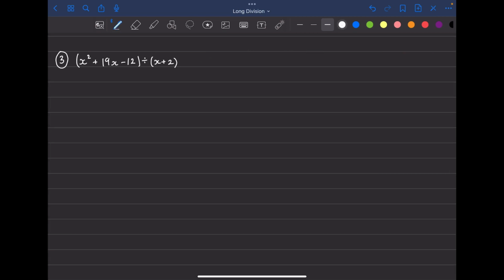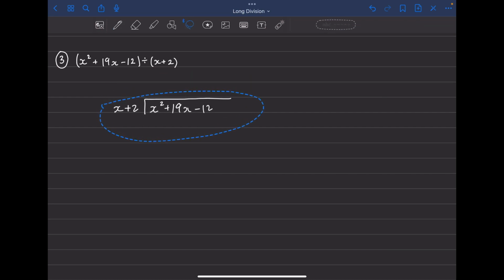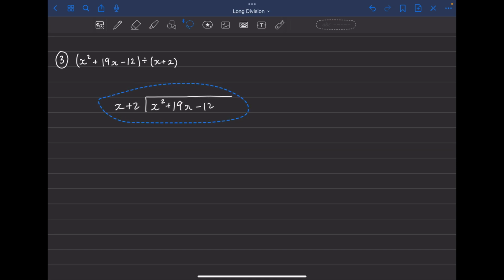Okay, for the third question, it says x squared plus 19x minus 12 divided by x plus 2. So once again, let's set that up. X squared plus 19x minus 12, all divided by x plus 2. Let's bring all this down just so that we have space to write the answer on top. But yeah, so after this, let's first look at the highest powers again. So over here, the highest power is x, and over here, the highest power is x squared. So how do you get from x to x squared?